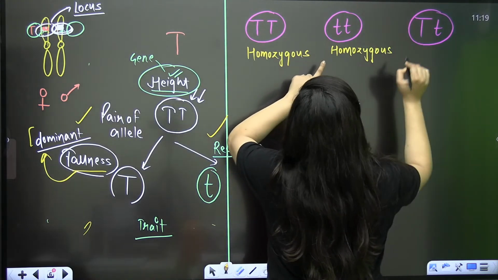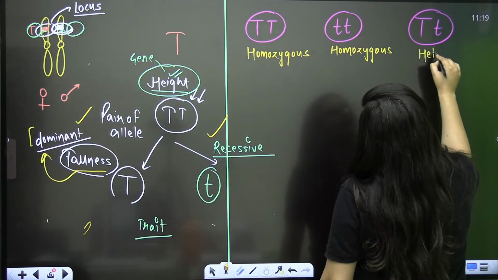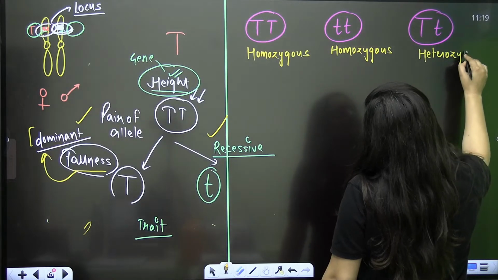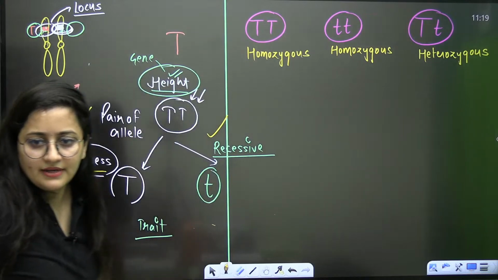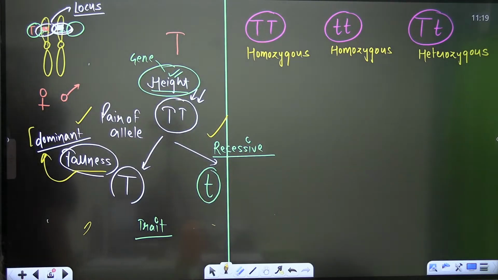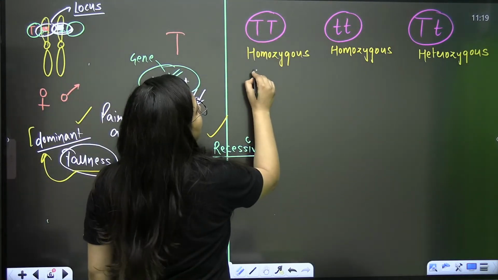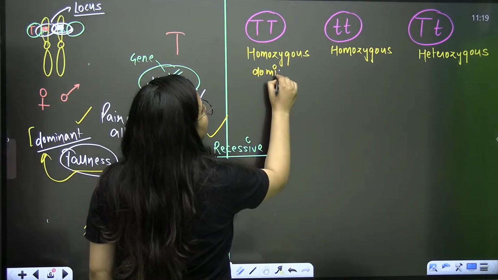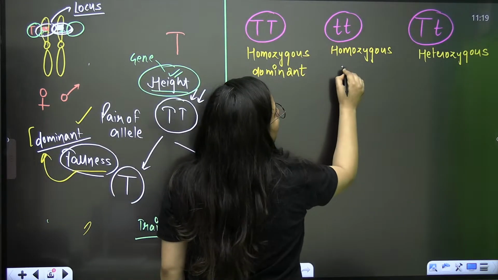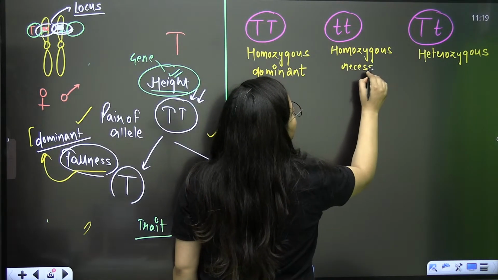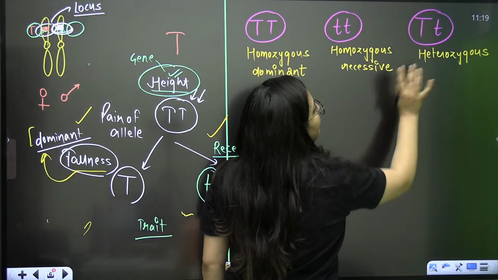But here one is capital, another is small. Can I use the term heterozygous here? So now, when both are dominant, it will be homozygous dominant. When both are recessive, it will be homozygous recessive. Clear? And now it is heterozygous.